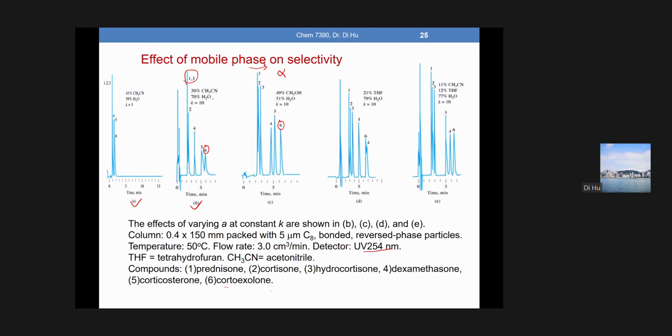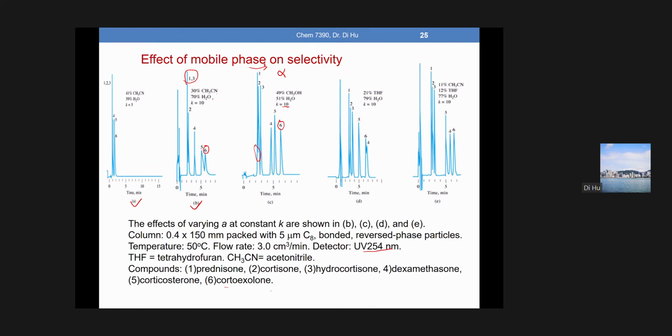Now, the next step, as we talked about: water is always there, and then we change from ACN to methanol. Now we change ACN to methanol and see what happened. We keep the K about the same. However, the separation still seems not really that good, right? Peaks 4, 5, 6 are very good, but 1 and 2 are still not totally separated.